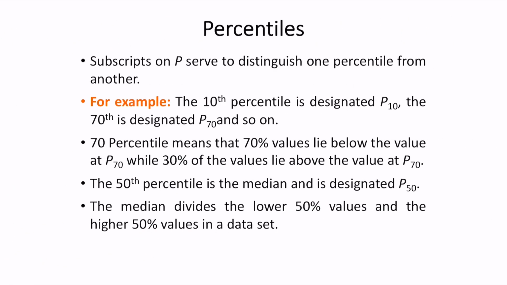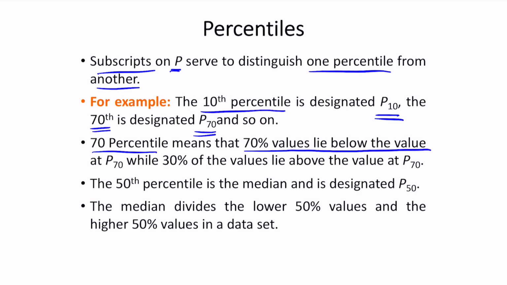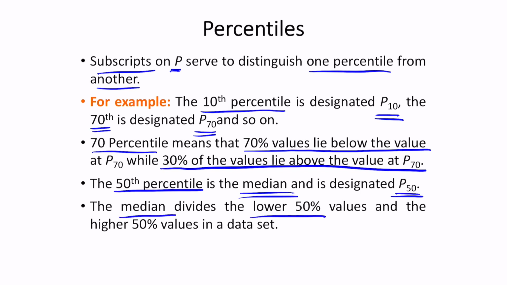Now we use subscripts on the p value to distinguish one percentile from another. For example, the 10th percentile can be written as P10, and the 70th percentile as P70, and so on. What does the 70th percentile mean here? 70% of the values lie below the value of P70, while 30% of the values lie above it. The 50th percentile is also the median, and we represent it as P50. The median basically divides the lower 50% of values from the higher 50% of values in a data set. So remember that the 50th percentile is the median.